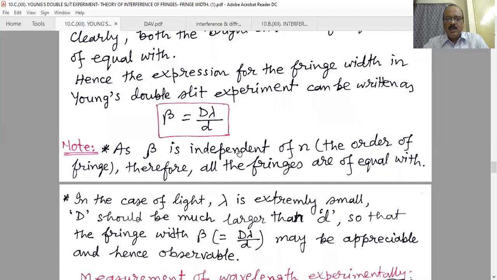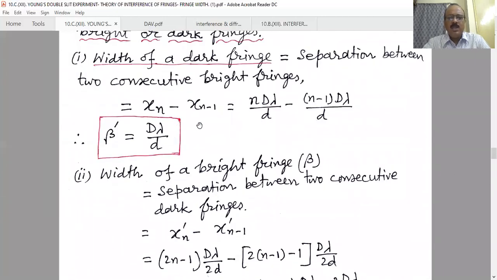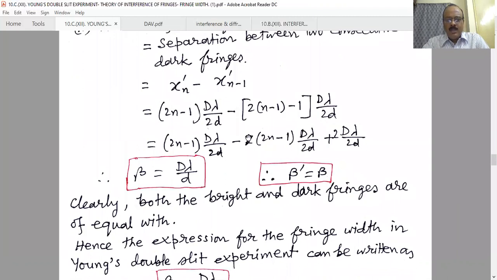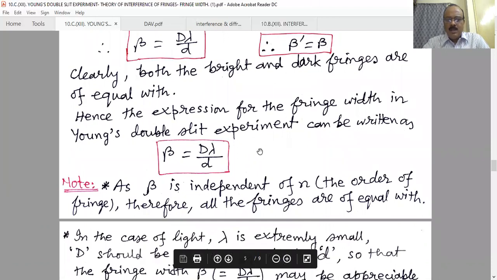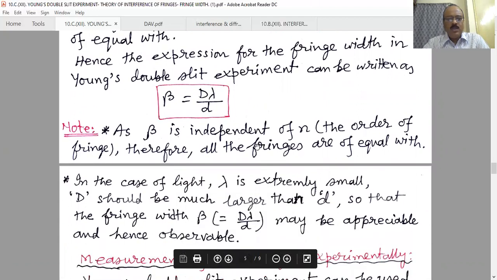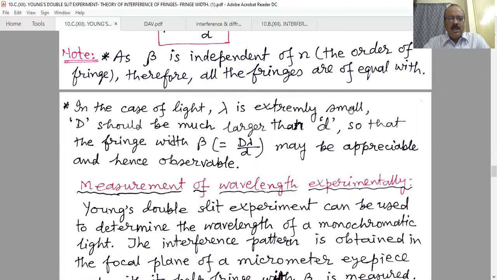Here, since β is independent of n, that is the order of the fringes, when we subtract to find the dark fringe or the bright fringe, in the final result there is no term of n. That means it is independent of the order. Therefore, all the fringes are of equal width. In the case of light, λ is extremely small, and D should be much larger than small d, so that the fringe width β, that is Dλ/d, may be appreciable and hence observable.